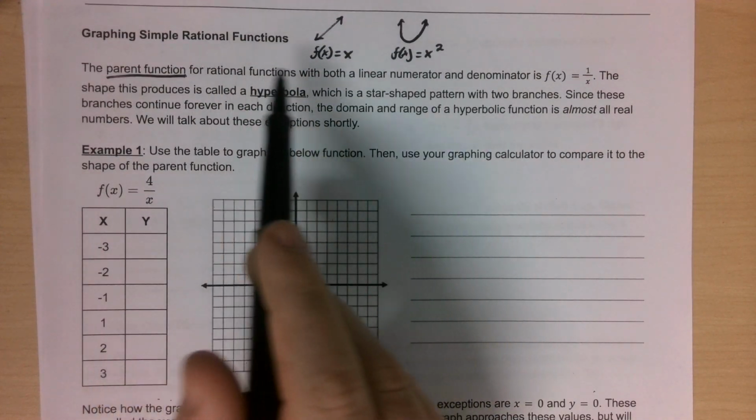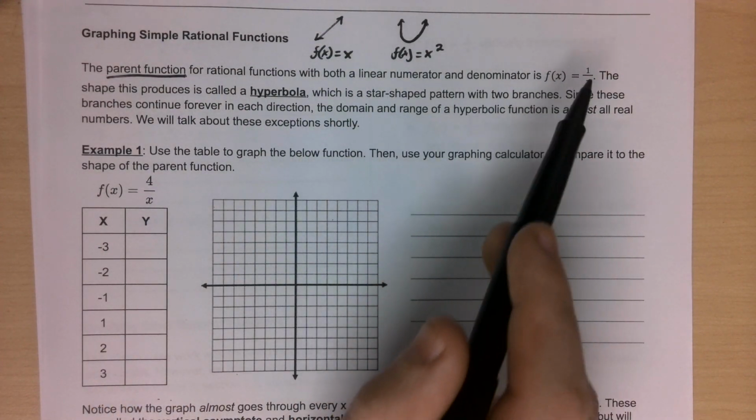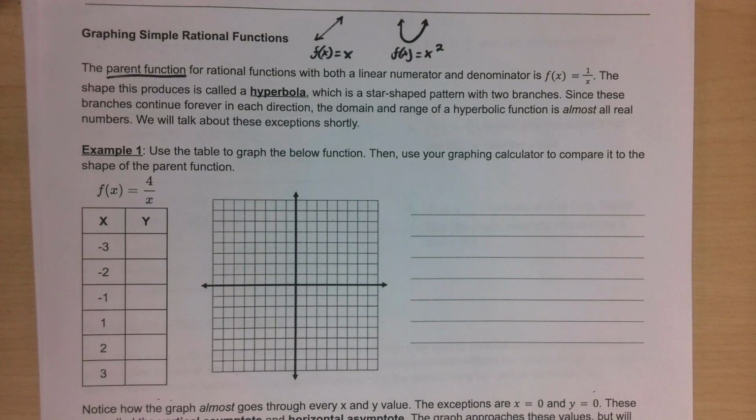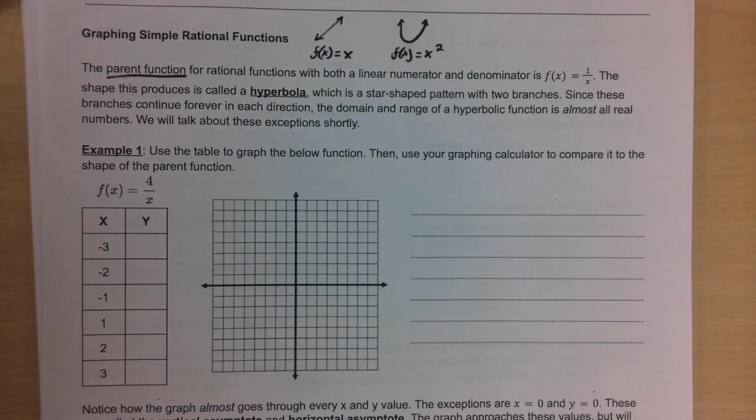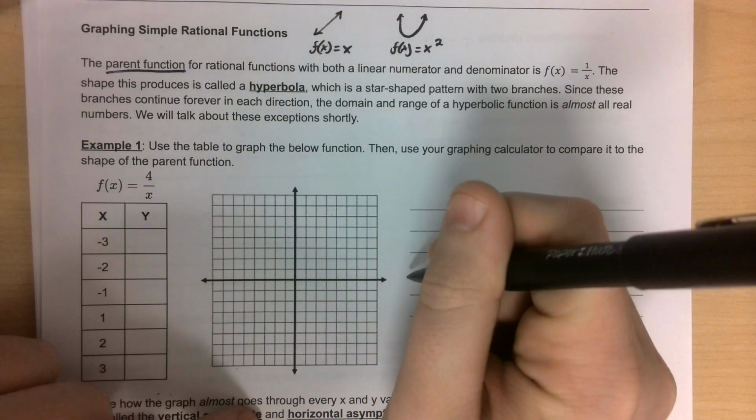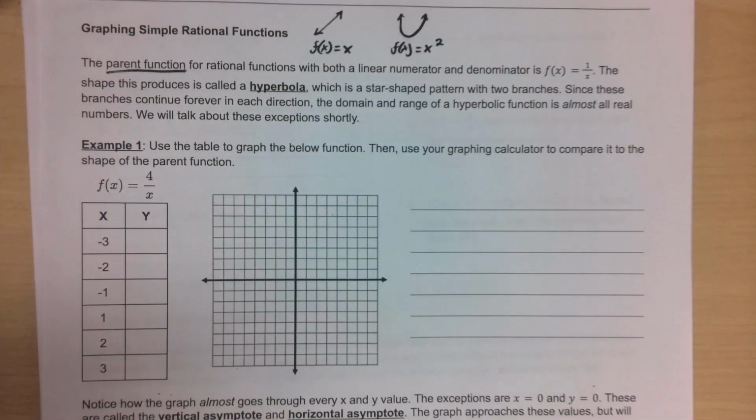The parent function for a rational function is f of x equals 1 divided by x. And the shape it makes is called a hyperbola. It's almost like a star-shaped pattern. You could think of it as a star, you could think of it as two curves, however you want to think of it. It's essentially going to be two branches that curl away from each other. Since these branches continue forever in each direction, the domain and range of a hyperbolic function is almost all real numbers. Almost. Let's see this in action.